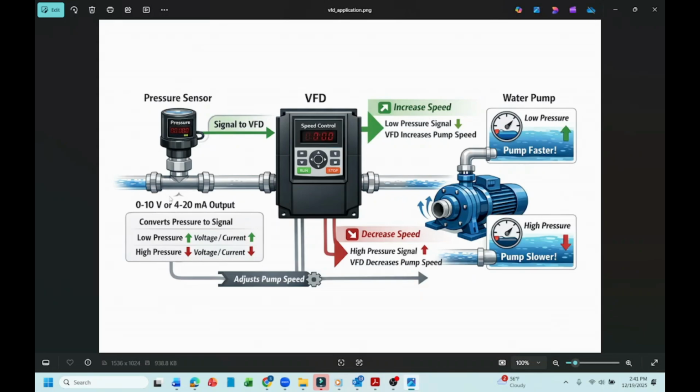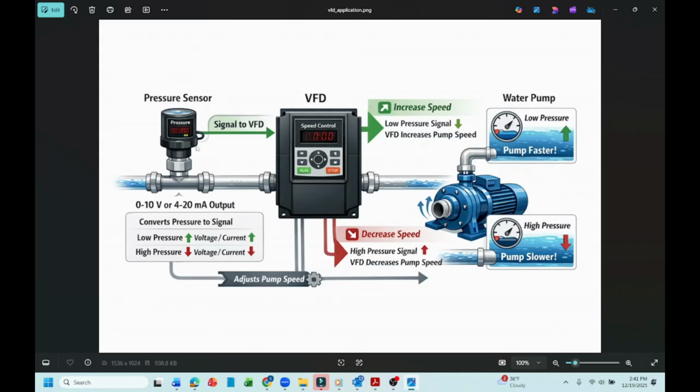So for this case, converting pressure to signals, for sure, whenever the pressure is low, this signal should be increased. It could be a voltage or current. So technically, this sensor increases the current or voltage. Whenever you increase the current or voltage through the analog input in the VFD, you increase the speed of this pump, and it pumps faster, which is what it's supposed to do, right? Whenever you have low pressure, the pump should be faster.